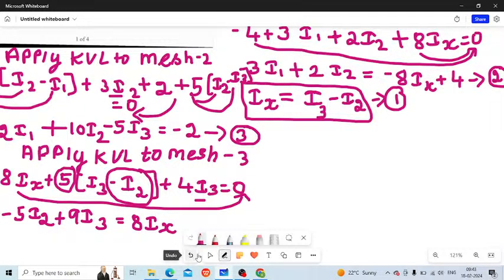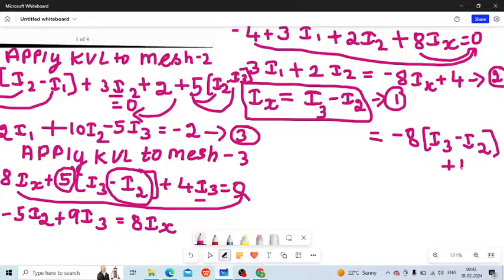So what is the matter is, if you have ix, can you just try to put it in the calculator? No. What we know is that ix is equal to i3 minus i2. If I substitute here, this one I'll keep as it is. Here I'll substitute. For the second equation, it is minus 8 into i3 minus i2, plus 4.